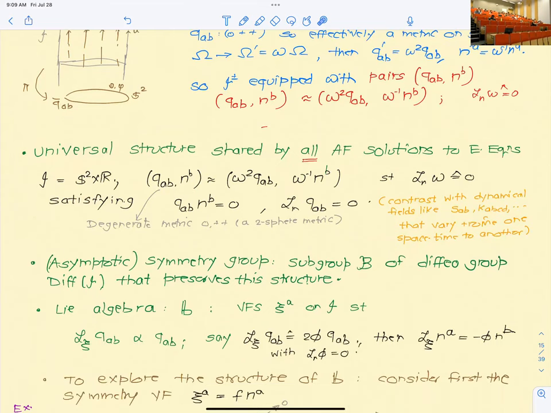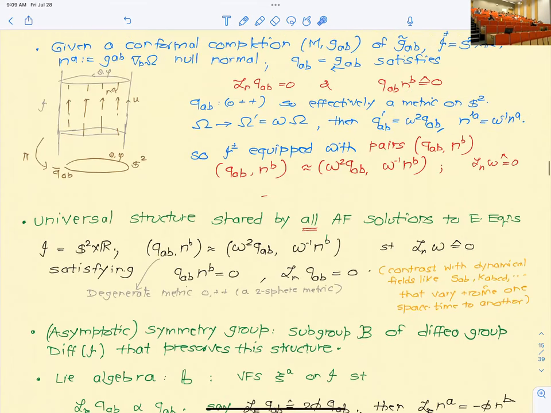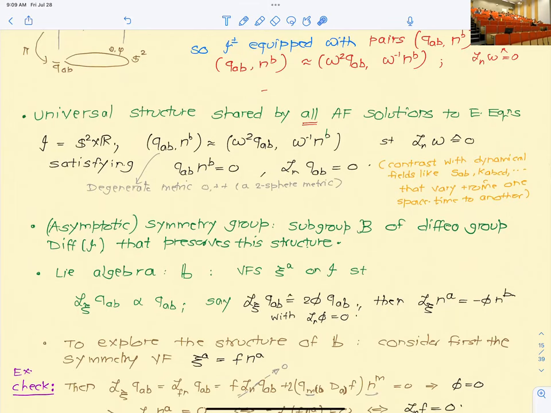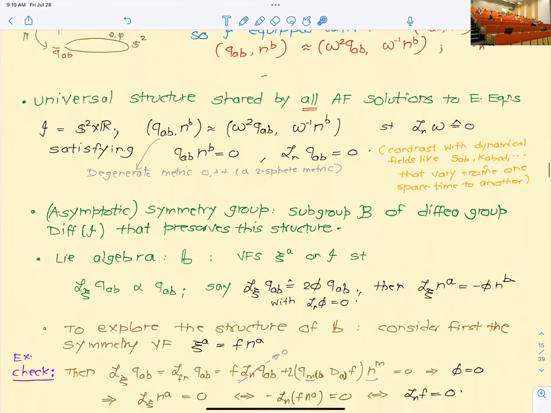So the asymptotic symmetry group is called the BMS group, and is denoted by B. It is the subgroup of the diffeomorphism group on scri. I have all kinds of diffeomorphisms on scri, so I'm looking at the subgroup of all possible diffeomorphisms on scri which preserves this structure. Of course, if it is a vector field on scri, it will preserve the topology. And then it has to rescale the metric, mapping the metric to something which is proportional to itself.